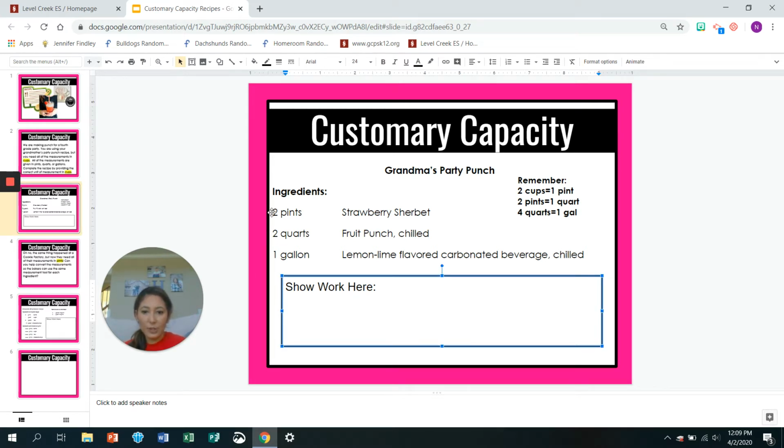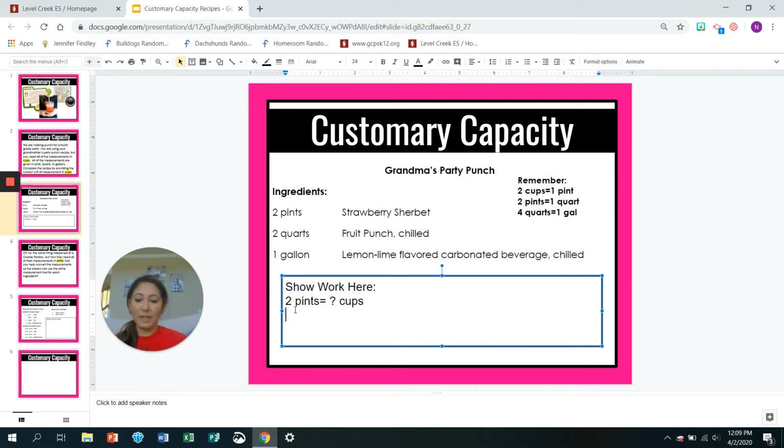So let's start with 2 pints. 2 pints is equal to how many cups? If you're feeling good about this, you can go ahead and work these out, do your conversions, and then check yourself. You could pause the video and then check yourself when you're finished by pushing play again.